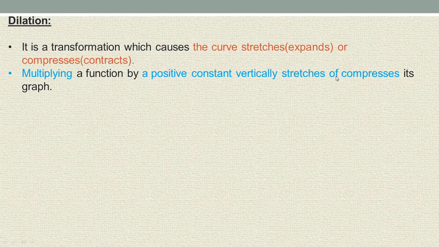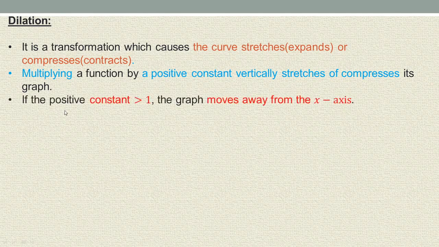This is not "of", this is "or". Make note of this; it is a typing error. Stretches or compresses. Make note of this. If the positive constant is greater than 1, the graph moves away from the x-axis. I've changed all the colors. You should make note of this; these are all very important points. If you are multiplying by a positive constant greater than 1, then the graph moves away from the x-axis.